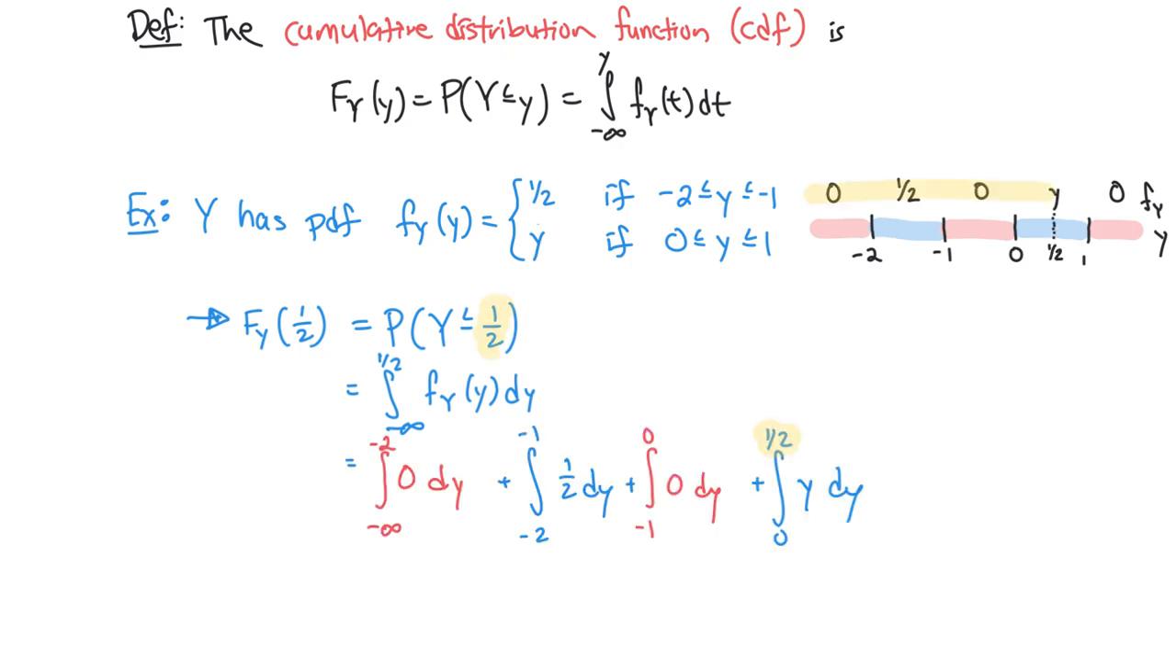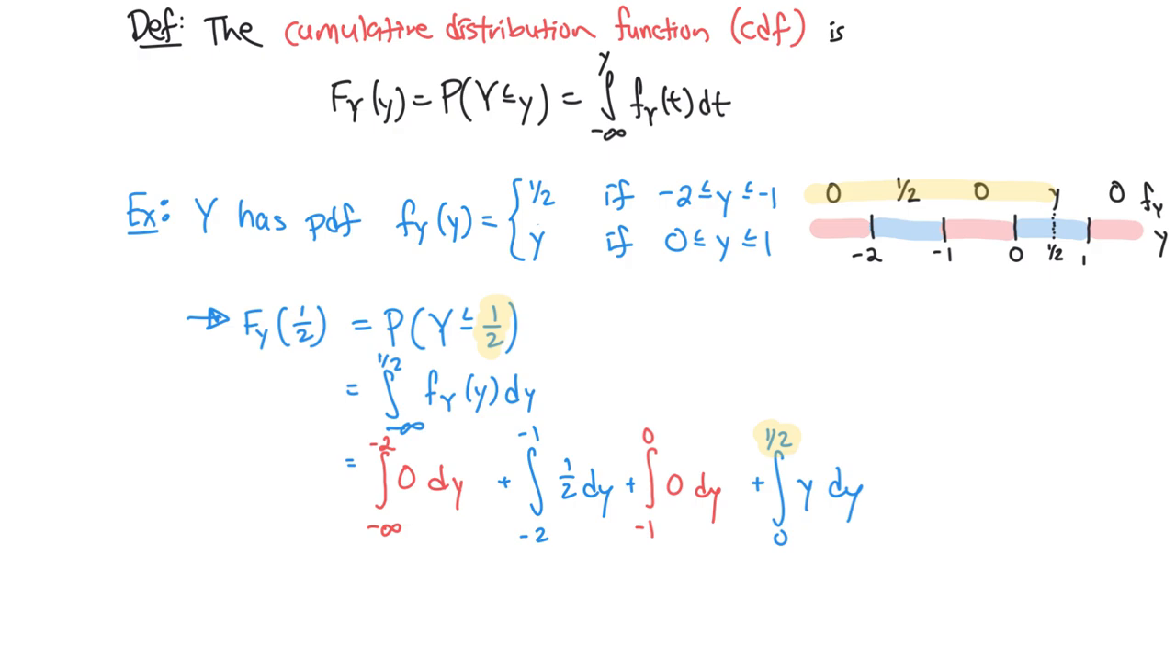In particular, it covers everything up to the point y equals a half. Working our way from the bottom up, from negative infinity to -2, there was 0. From -2 to -1, the PDF was a half. -1 to 0 was again 0. And then finish off by integrating up to a half. Why a half instead of 1? Because the question asked us to find the probability of being less than or equal to half.